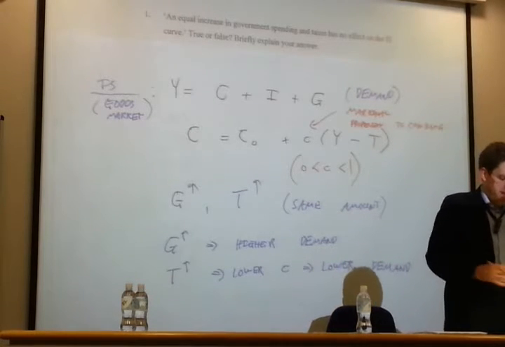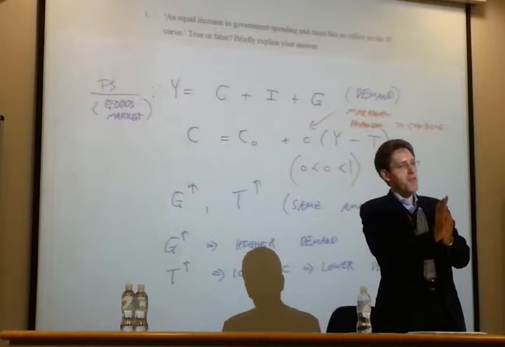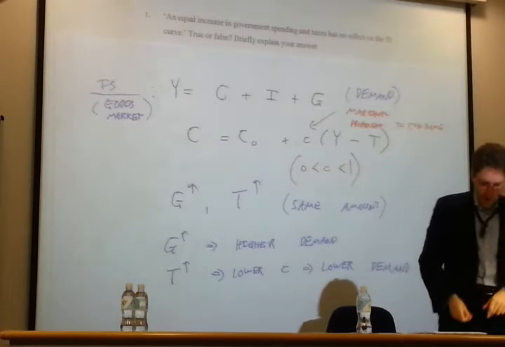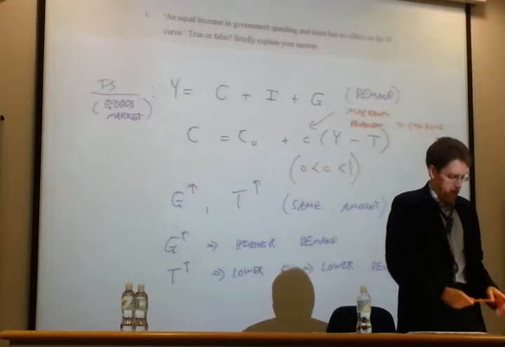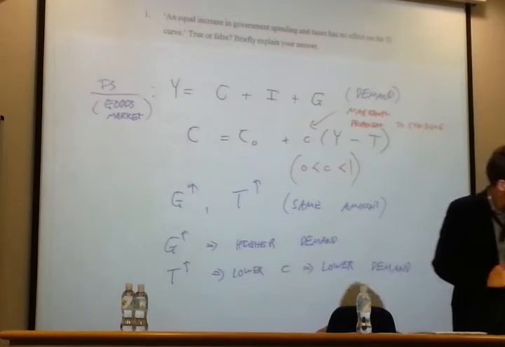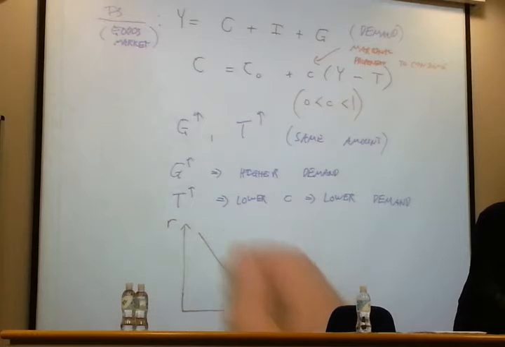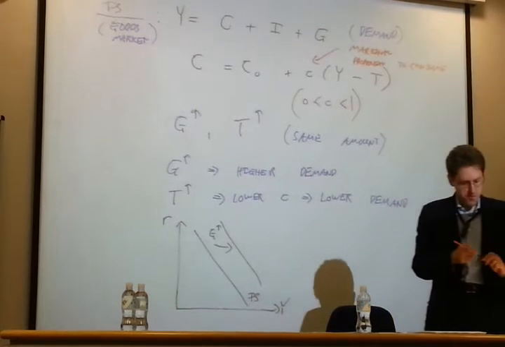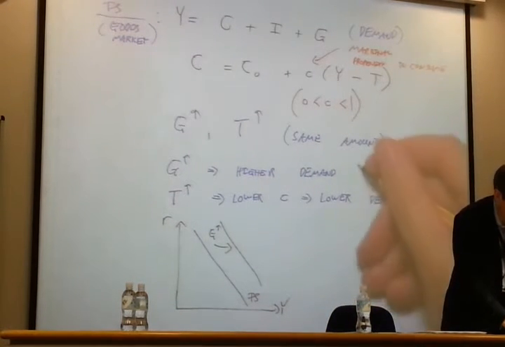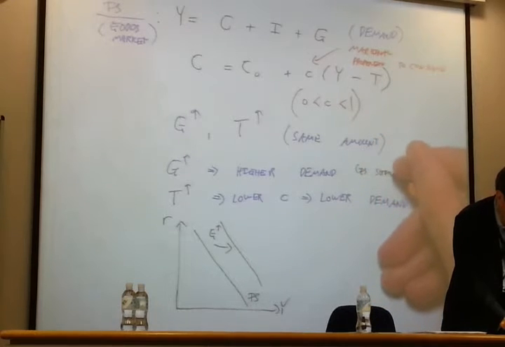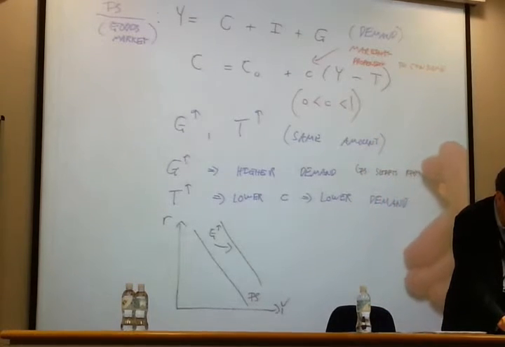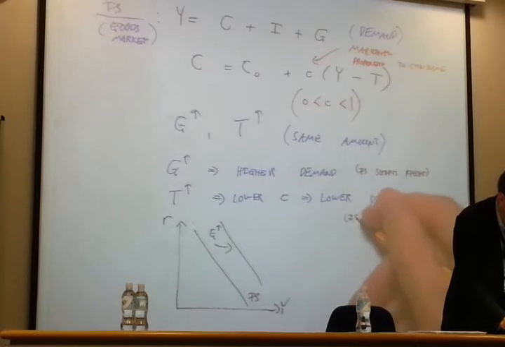Now, higher demand, of course, means that in terms of the IS curve, in terms of the graph that you usually draw to represent this equation, as government spending increases, the IS curve will shift to the right. Lower demand, of course, means IS shifts left.